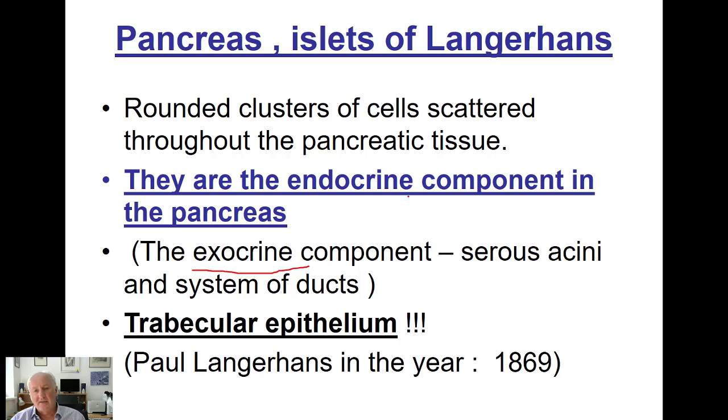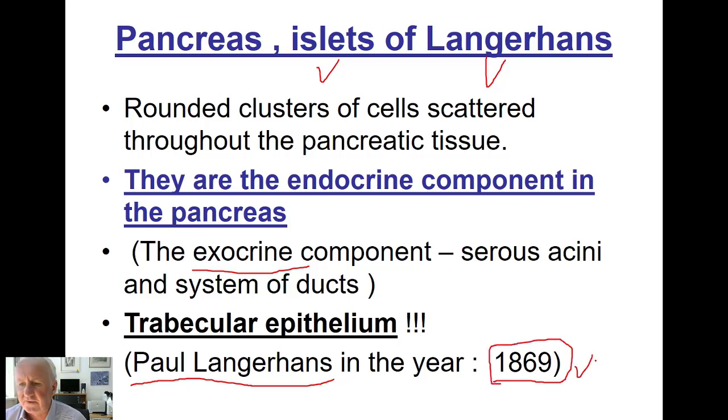And the endocrine part of the pancreas is represented by the islets of Langerhans. Paul Langerhans was a German doctor working in anatomy and pathology. He described those islets one year after ending his studies at the University of Berlin, in the year 1869. He saw those islets for the first time in slides of the pancreas.